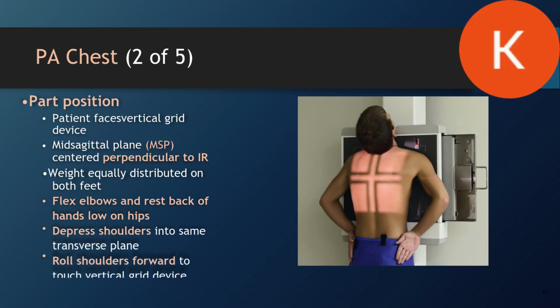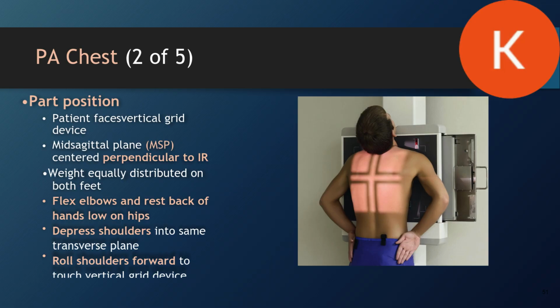For part position, the patient faces the vertical grid device. The mid-sagittal plane, or MSP, is centered perpendicular to the IR. Weight is equally distributed on both feet. Flex the elbows and rest the back of the hands low on the hips. Depress the shoulders into the same transverse plane, and roll the shoulders forward to touch the vertical grid device.